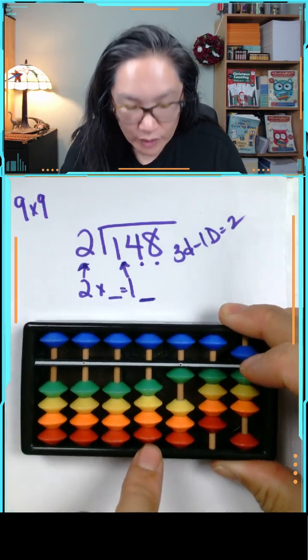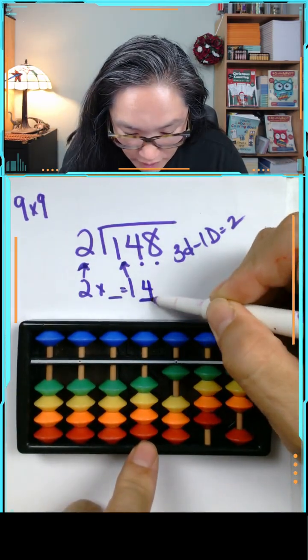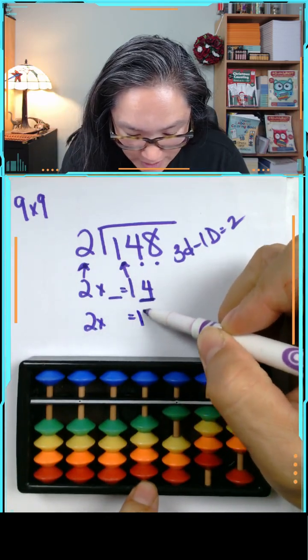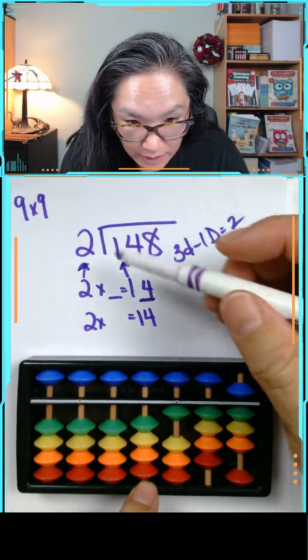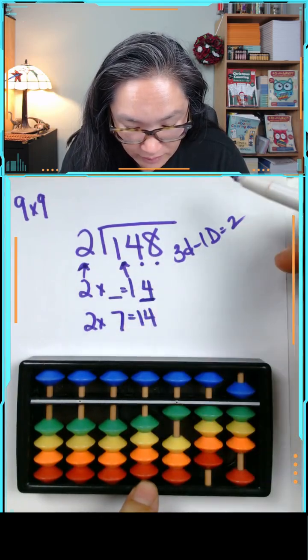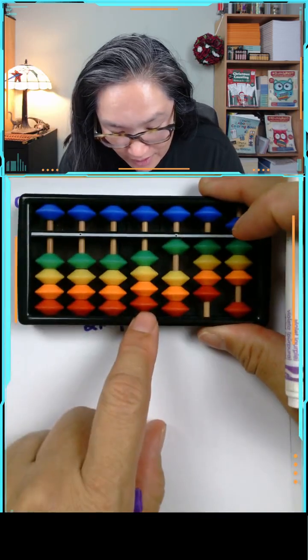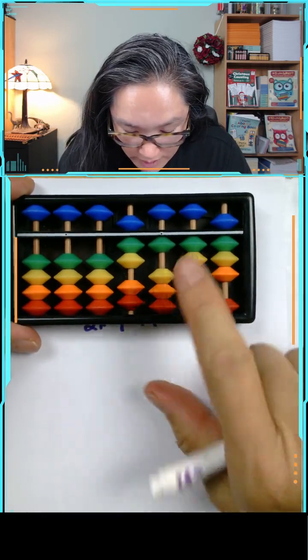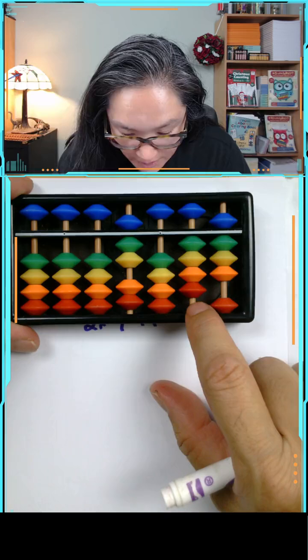So we bring down the 4. So the question is, 2 times what is equal to 14? It is 7, right? So we add 7 to the abacus. I want to take away 1 and then take away 4.